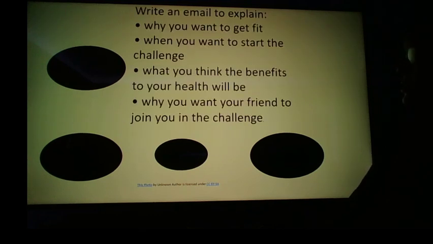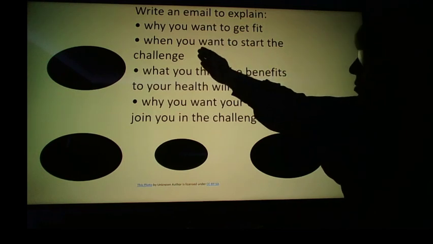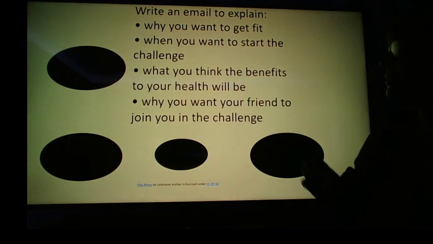So what should you do? We're going to have a look now at an exam question. So the exam question is to write an email to explain, and then you can see down the side there you've got your bullet points.